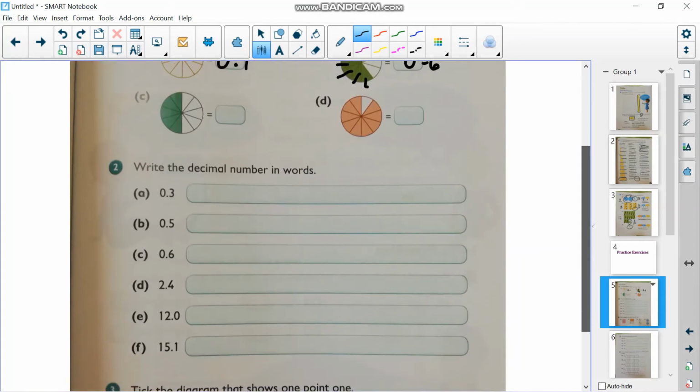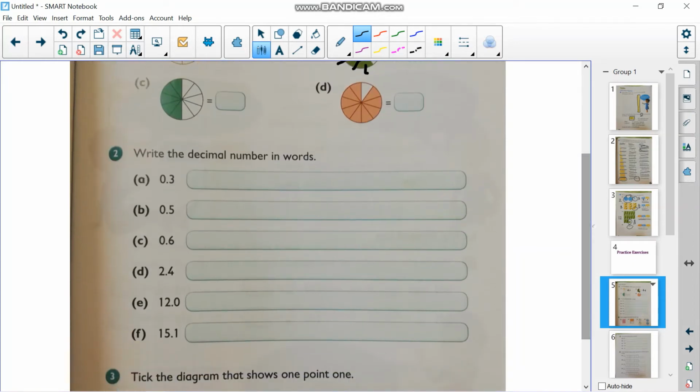Number 2, write the decimal number in words. Letter A, 0.3. Letter B, 0.5.